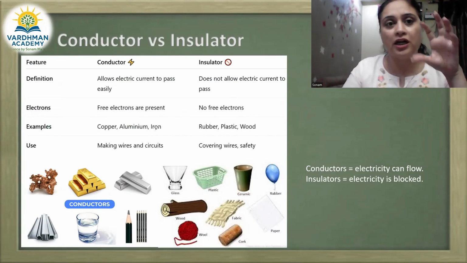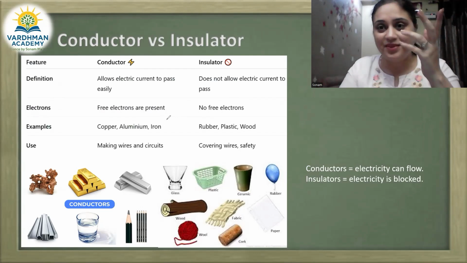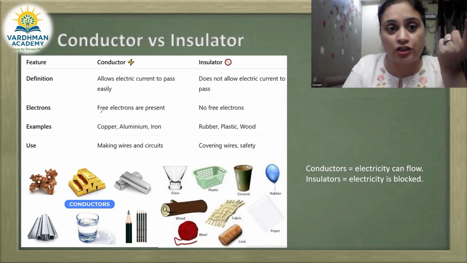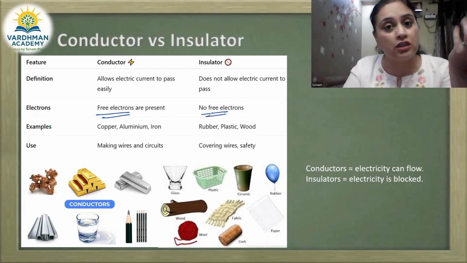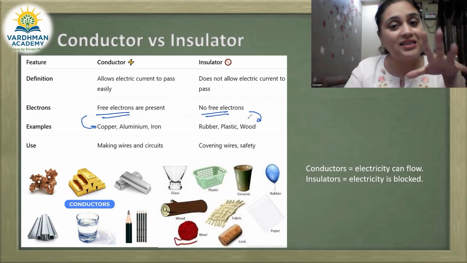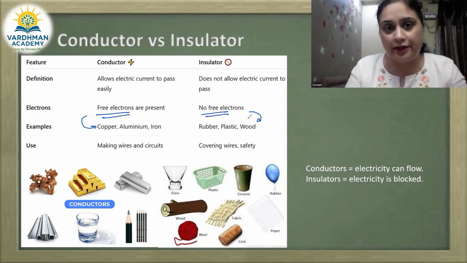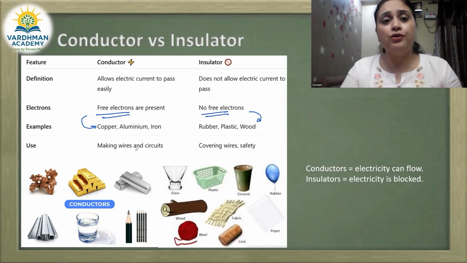So let's talk about the conductors. What is there in the copper which is not there in the wood? So copper is having free electrons present in it, whereas wood does not have free electrons. That is why copper is put in the list of conductors, whereas wood, plastic, and rubber are there in the list of insulators. So अब कंडक्टर्स के पास क्या रहता है, फ्री इलेक्ट्रॉन्स रहते हैं, जिसकी वजह से वो इलेक्ट्रिसिटी कंडक्ट कर पाते हैं, whereas insulators do not have free electrons due to which they are not able to conduct the electricity.